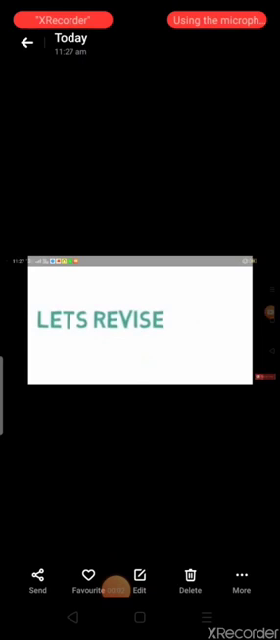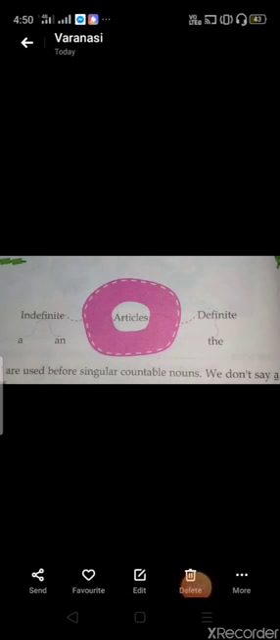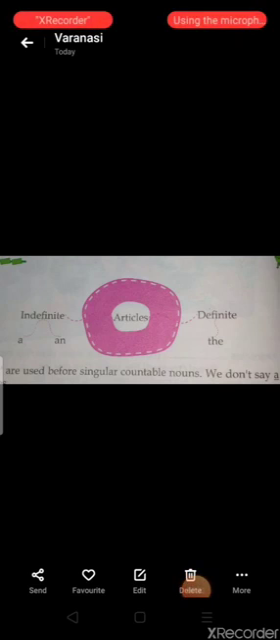Before completing the exercise, let's revise. Firstly, articles are words used before a noun and they modify the noun: a, an, and the. There are 2 types of article, definite articles and indefinite articles. The is the definite article and a and an are indefinite articles. Now finally, we just revise the chapter.